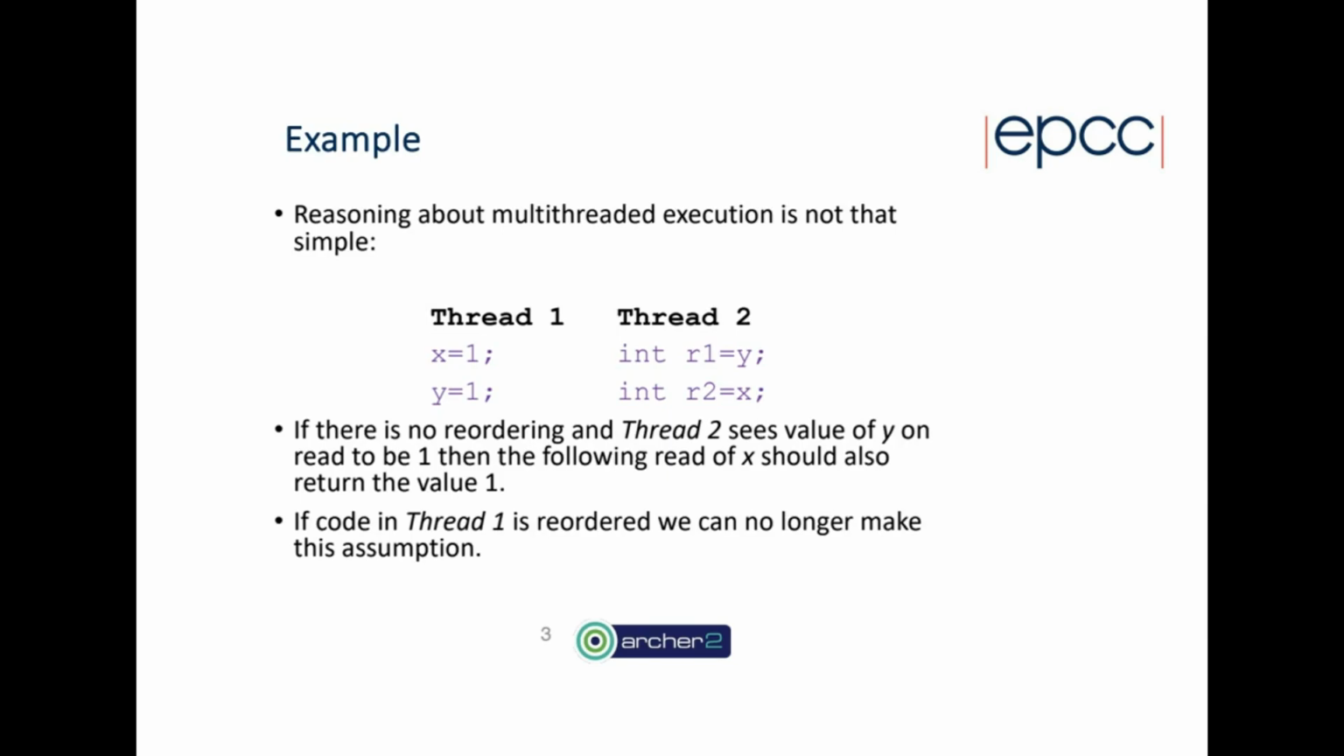When we come to multi-threaded execution, though, things get a bit more complicated, because we now have the possibility that a second thread is able to observe the effects of reordering in another thread, because the values of variables may change in a different order than what you might expect. Think of a really simple example like this. We've got two threads. Thread 1 is going to set x equal to 1 and then y equal to 1. In the meantime, thread 2 is going to read y and store it somewhere, and then read x and store that somewhere.